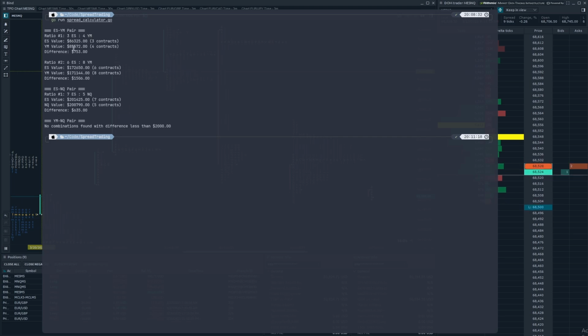So the ES and the YM, the 3 and 4, that's pretty good. So the YM and the NQ pair, this is what I was trading. And no combinations found with difference less than $2,000. So I think the difference was 2,400, something like that. But the difference for the notional values was so high that I had to be directional with the NQ, and then I basically used the YM as a stop loss. Now, some days I was doing good. I'd make $1,000, and some days I'd lose maybe a couple hundred, but it was pretty good.